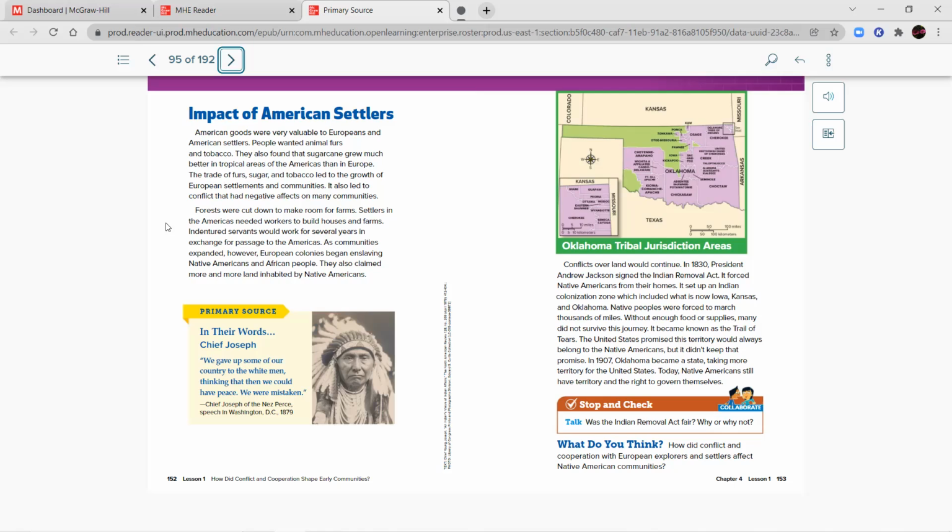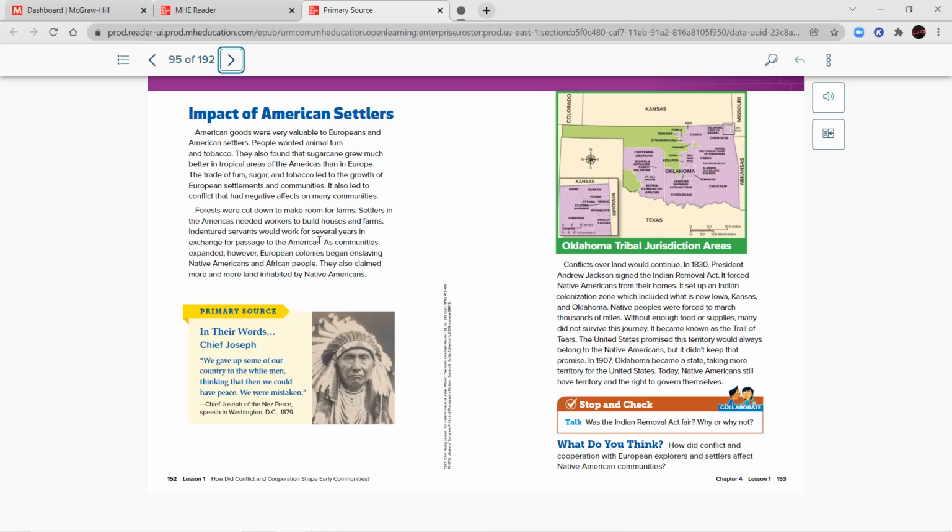Forests were cut down to make room for farms. Settlers in the Americas needed workers to build houses and farms. Indentured servants would work for several years in exchange for passage to the Americas. As communities expanded, however, European colonies began enslaving Native American and African people. They also claimed more land inhabited by Native Americans.